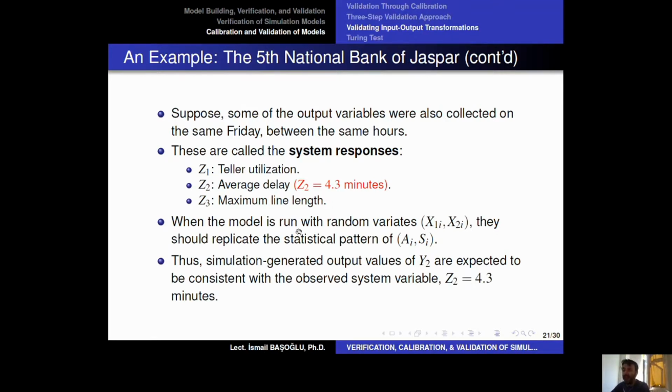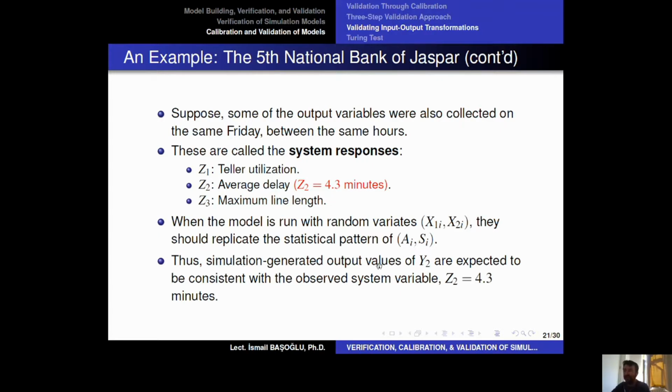Now, when the model is run with the random variates that we collected from the original system, so we have developed a model, we have developed the input models, but instead of running the simulation with the input models by generating random variates, we are going to run the simulation model with the exact input values, the data itself. So the inter-arrival times and the service times are going to be the same. Or again, in simulation, you can also use the replication of them. So you can use the distributions as well.